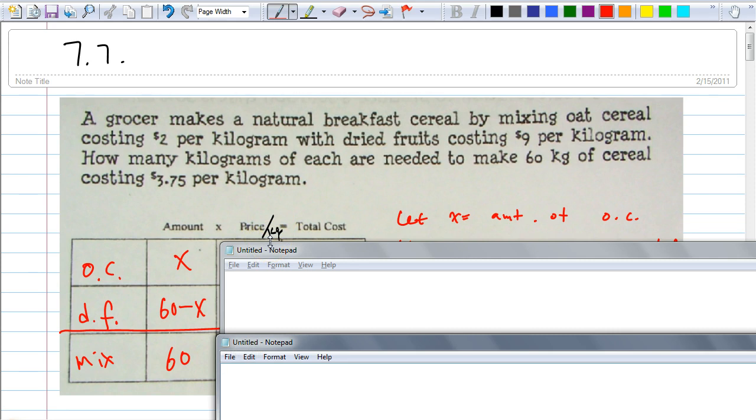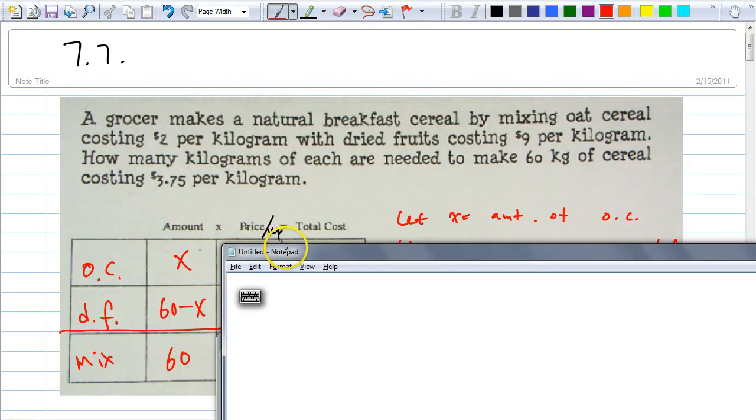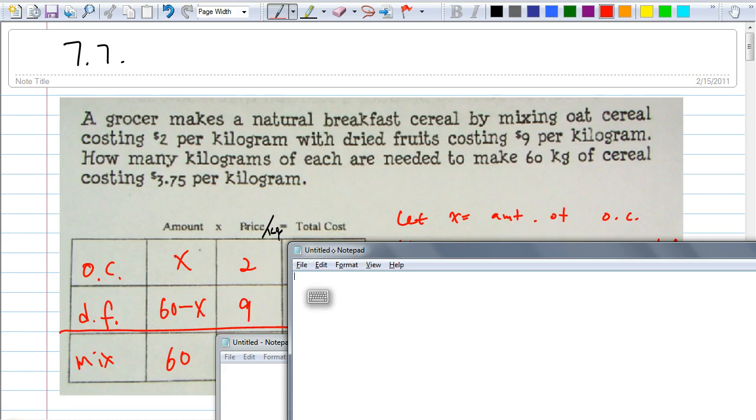Per kilogram, how much is it? So, how much is the cereal? $2. What about the dry fruit? $9. Okay, now, for the mixture, do we do anything with 2 and 9 for the mixture? No, it's separate, right? We know it's got to be between $2 and $9, right?